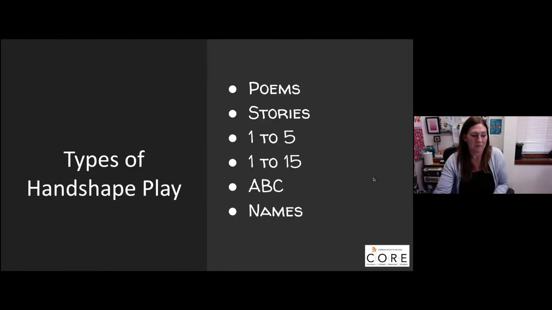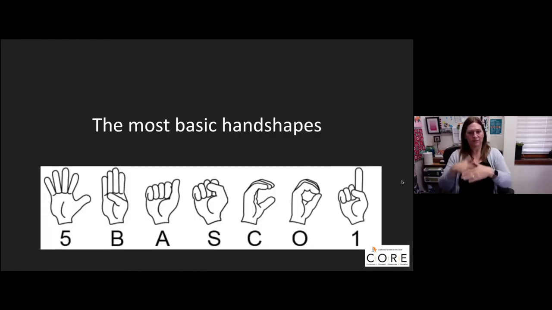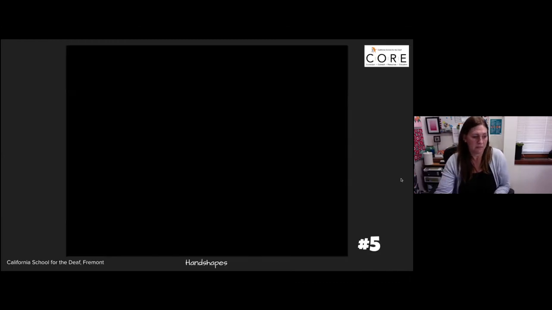I'm going to start with hand shapes. With hand shapes, there are all kinds of different possibilities that you could do. You could do poems, you could do some stories, use numbers in those stories. You could use 1 to 5, or if you want to make them more complex, 1 to 15. You could do ABC stories. You could do stories with their names. These are the most basic hand shapes that are typically used, the 5, B, A, S, C, O, and 1. And those are the easiest for babies and young children to use. So we use these hand shapes most commonly with young children.